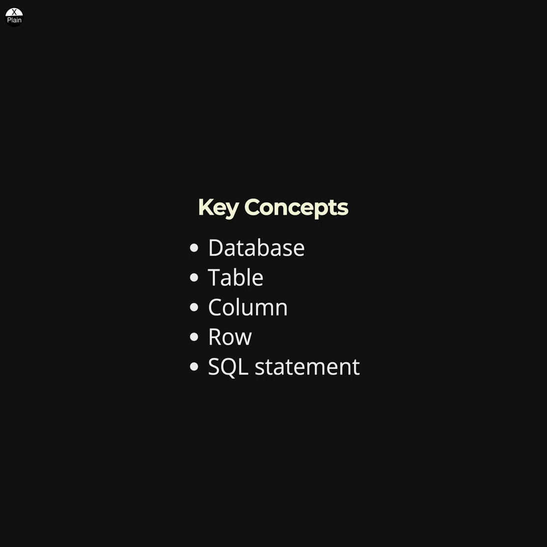Column. A column is a field in a table that stores a specific type of data. Example, name of an employee, age, address. Row. A row is a record in a table. It represents a single item or entity and contains data for each column in the table.